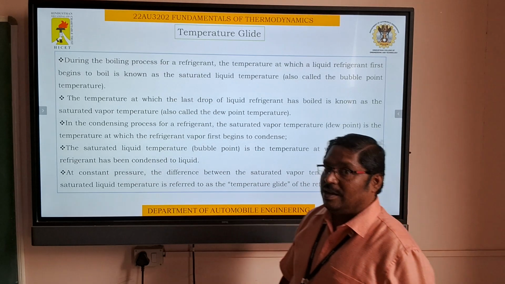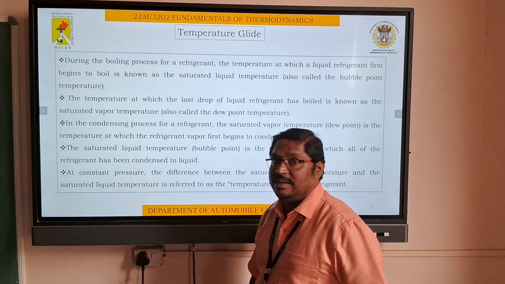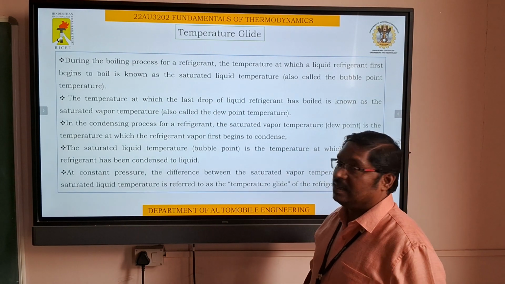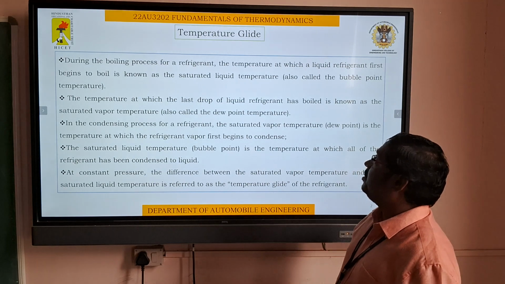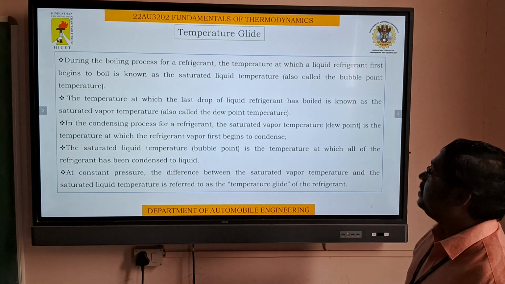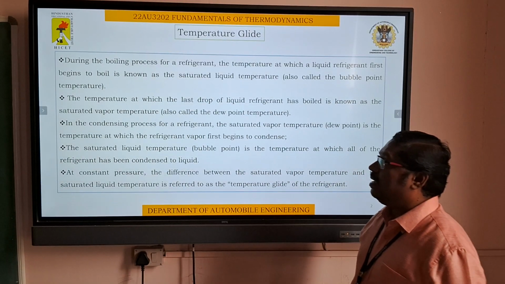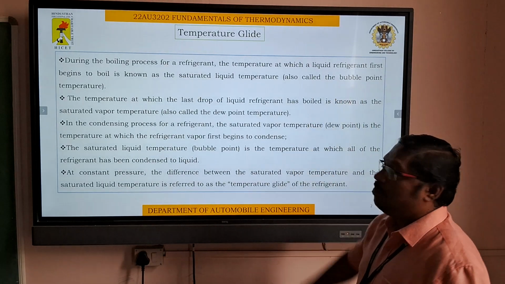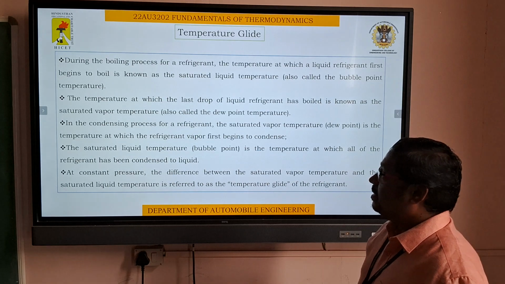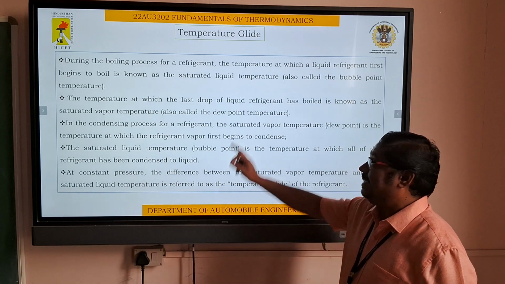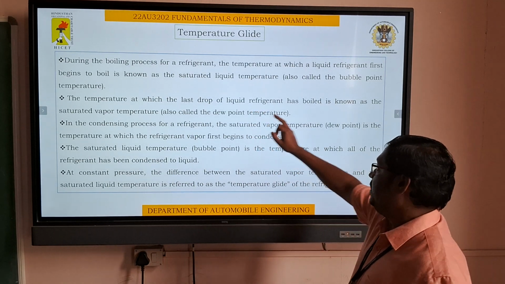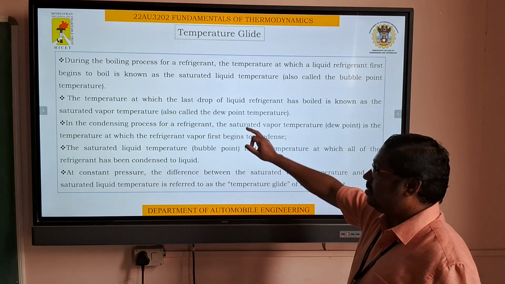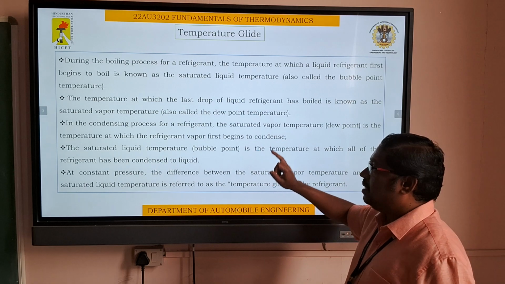So here, how do temperature glides impact the refrigeration system? During the boiling process for a refrigerant, the temperature at which the liquid refrigerant first begins to boil is known as the saturated liquid temperature, that is called the bubble point temperature, and the temperature at which the last drop of liquid refrigerant has boiled is known as the saturated vapor temperature, that is called the dew point temperature.